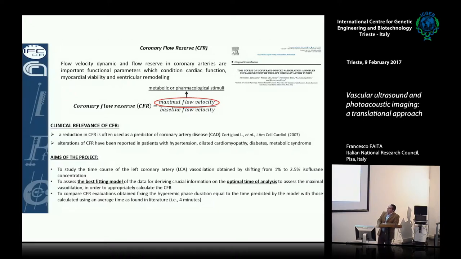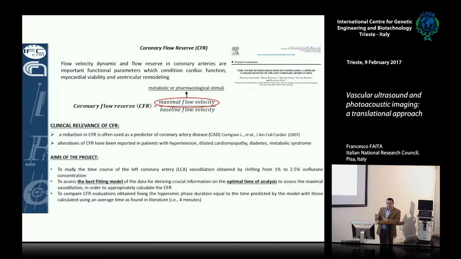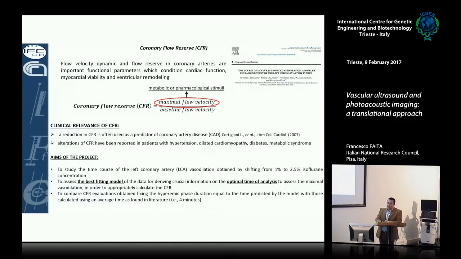Looking at the literature, the problem is that in mice there is a lack of a standardized methodology to assess coronary flow reserve. So we started this project with the aims to study the time course of the left coronary artery vasodilation obtained by shifting between different concentrations of isoflurane, and to assess the best fitting model of our data in order to measure the optimal time we need to wait in order to have a maximal response in terms of blood flow.